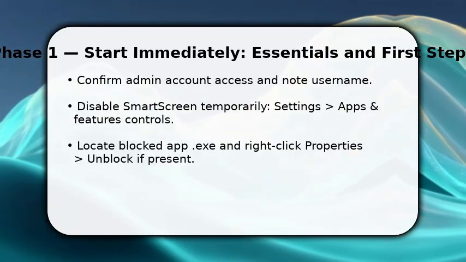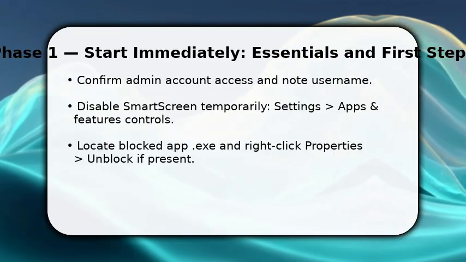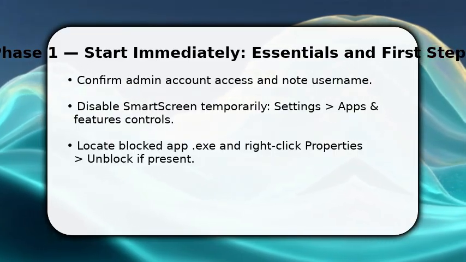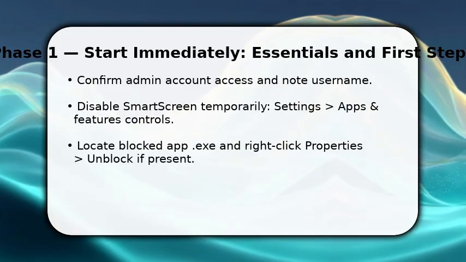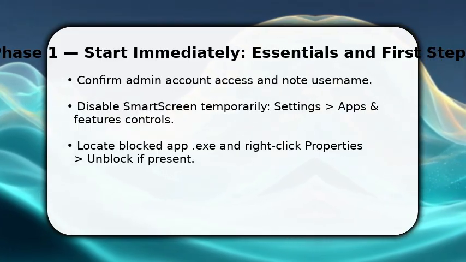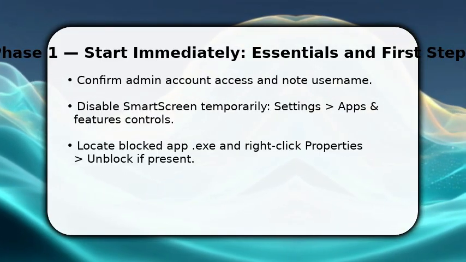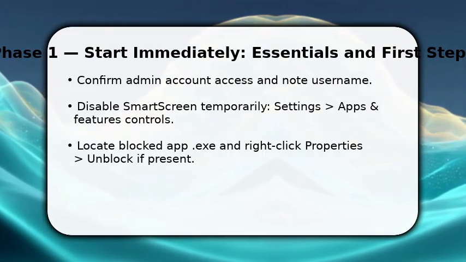Once done, find the blocked application's EXE file in File Explorer. Right-click, choose Properties, and if there is an unblock checkbox, check it and apply. These steps remove immediate barriers, making the installer reachable and editable.